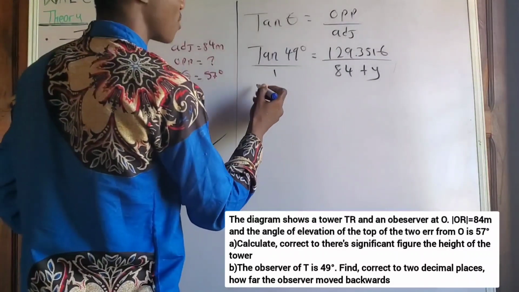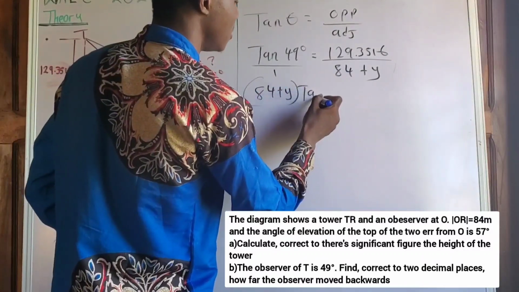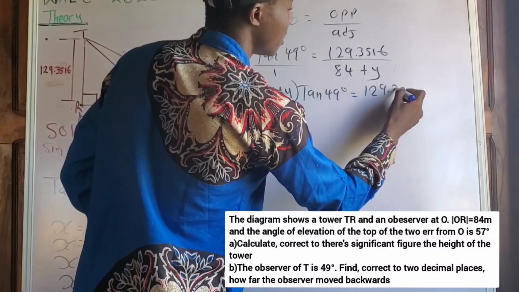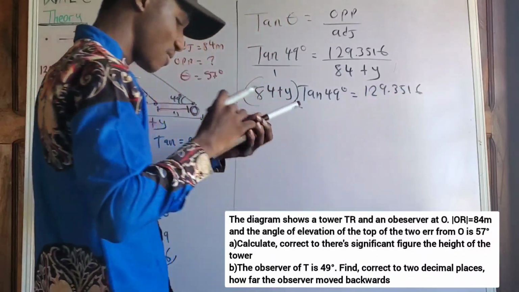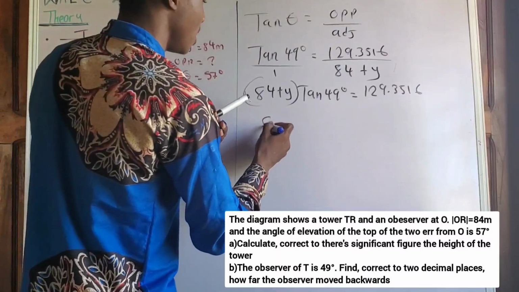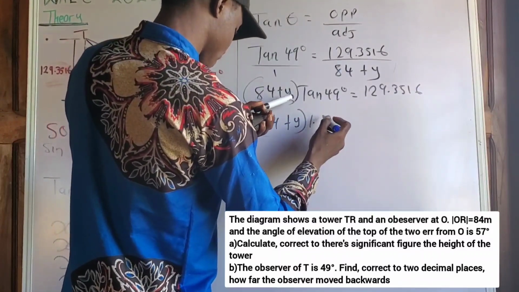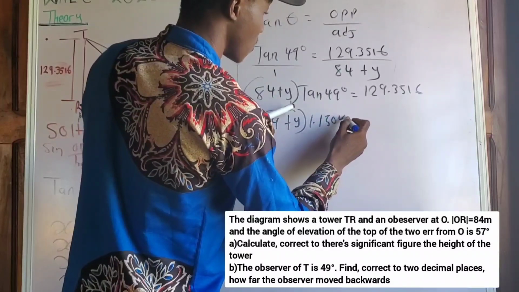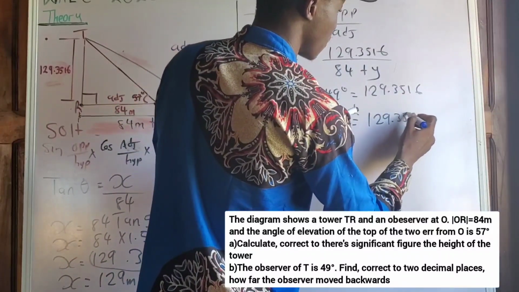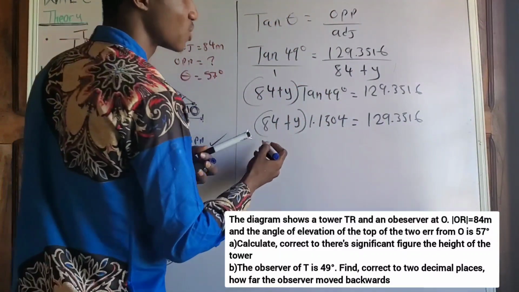Take the cross product. I'm going to have 84 plus y multiplied by tan 49 degrees equals 129.3516. Okay, tan 49 degrees is what? 1.1504. So I'm going to have 84 plus y multiplied by 1.1504 equals 129.3516. Okay, well, divide both sides by 1.1504.